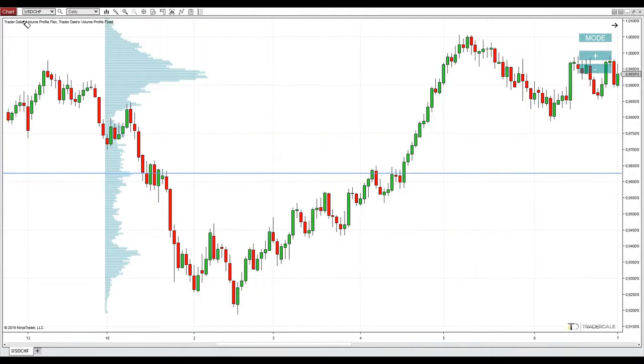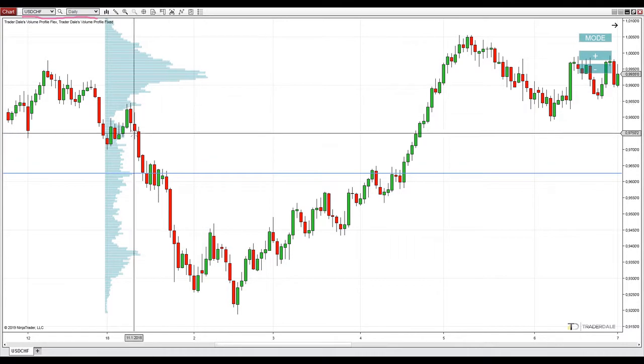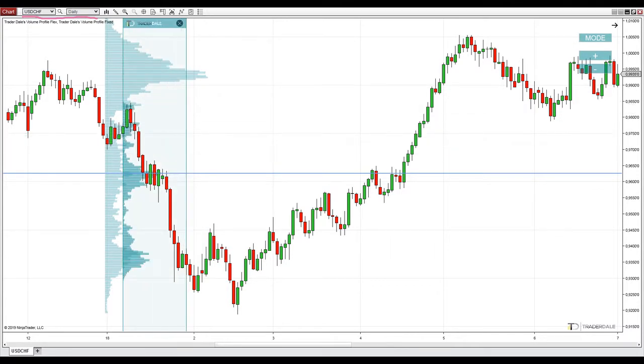So another trade was on the US dollar Swiss franc, and there was a strong downtrend in this area, and there was a significant volume cluster in here with heaviest volumes right there. I hope you can see it. So this was the short level. This is where I went short.